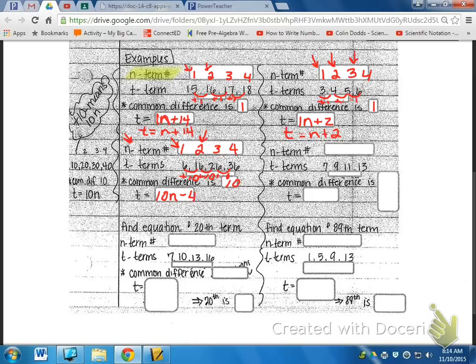Test it with the second one. 10 times 2 is 20. 20 minus 4 made it to 16. Go ahead and check the third one so you guys can see what we're doing here. 10 times 3 is 30. Minus 4 gets us to 26. Yep. So the equation for that list is 10n minus 4, or t equals. So t is the term, n is the number of the term.